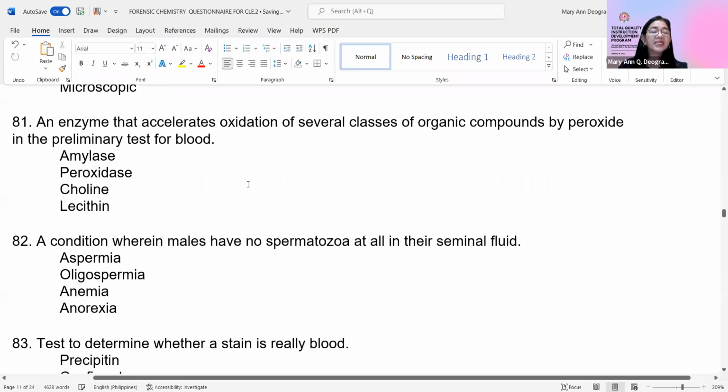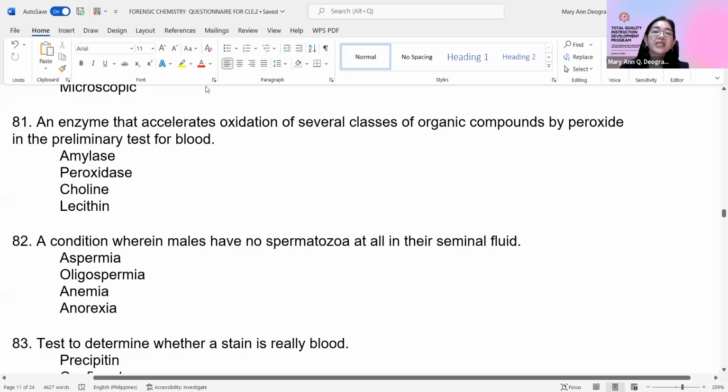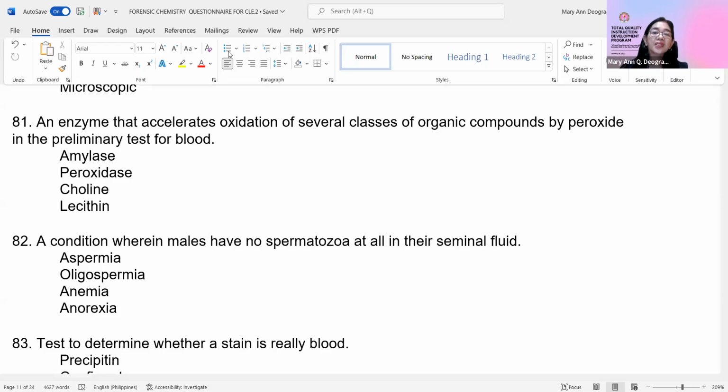An enzyme that accelerates oxidation of several classes of organic compounds by peroxide in the preliminary test for blood. What is it? PSD? Letter A. Is it A? B, peroxidase. So, ito yung sagot yan.